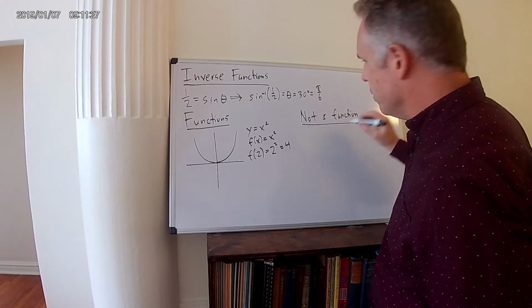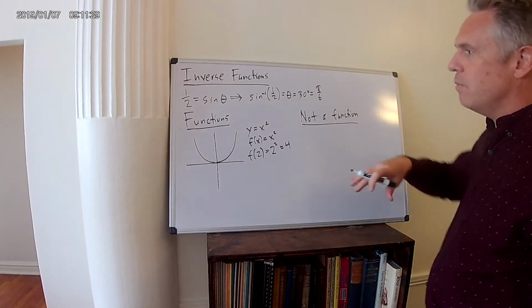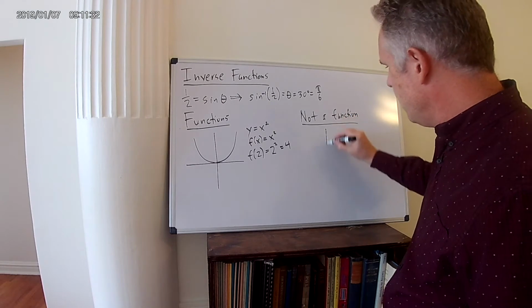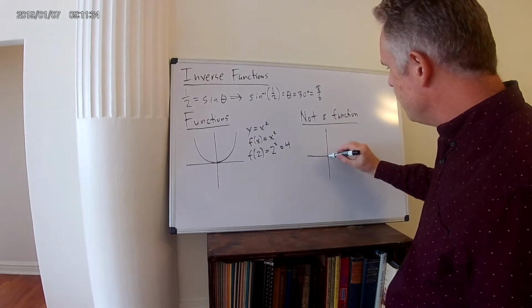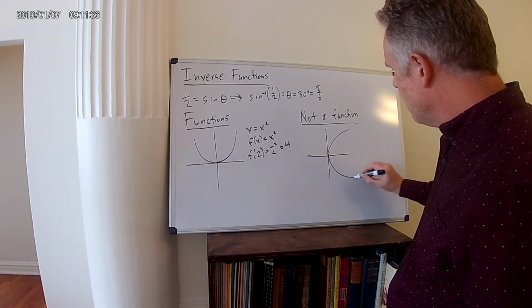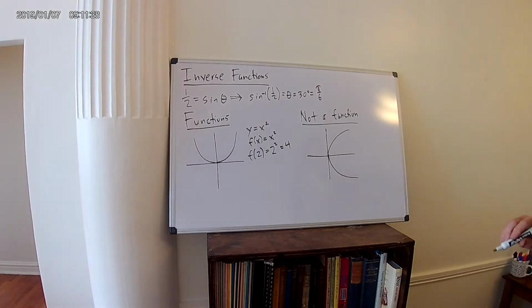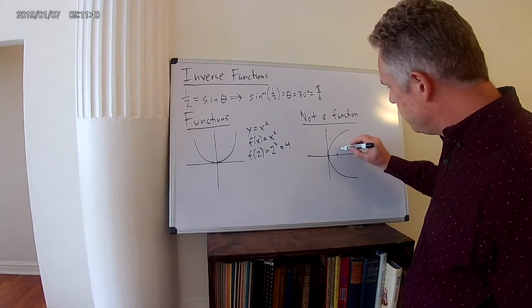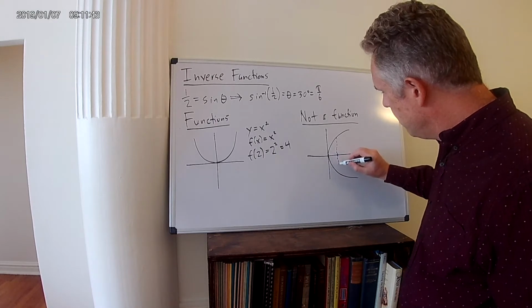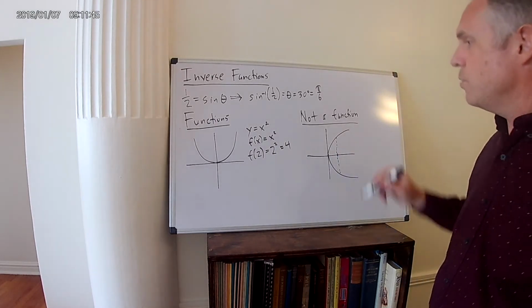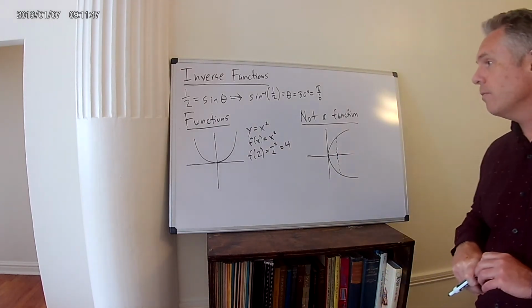So not a function. If we took this function and flipped over this parabola, we'd get something like this. This is not a function, because if we choose a certain input, such as this input right here, it actually produces two outputs, and that's not allowed for a function.